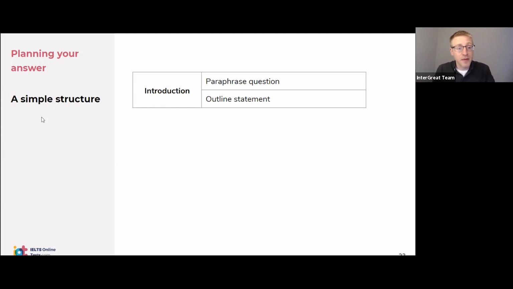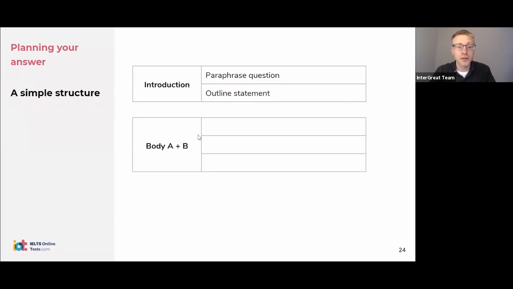Yes, the outline can be for both sides, exactly. And we'll look at this in a moment. So this is your introduction. We'll then use a similar structure for your 2 body paragraphs. We'll call them body paragraph A, body paragraph B.